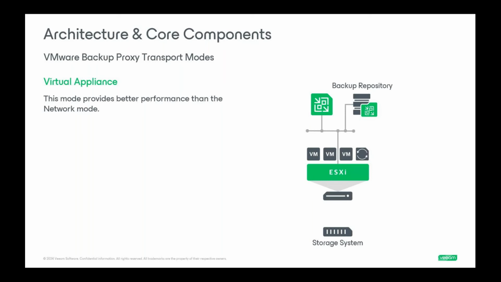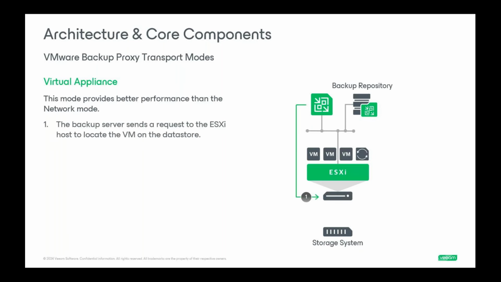So, a slightly better mode in most cases. It's not like good, better, best, but generally speaking, in order of most efficient, it would be network mode, virtual appliance mode, or hot-add as it's sometimes referred to, and then direct SAN. So virtual appliance would be an actual VM running on the host in question, where the VM that you're wanting to protect is stored.